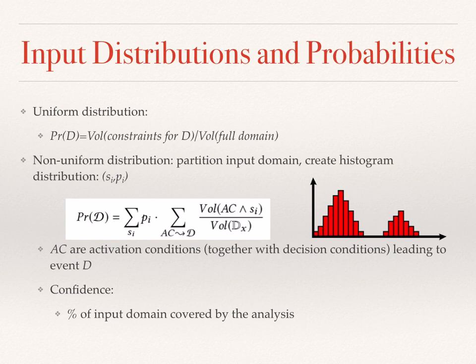And finally, a note about the confidence values. So confidence here is simply the percentage of the input domain covered by the analysis. So this would give us precisely how much of the input domain we were able to cover. And if the confidence is 1, it means we were able to cover the full domain of the problem, assuming, as I forgot to say, that the domain can be very large but finite.